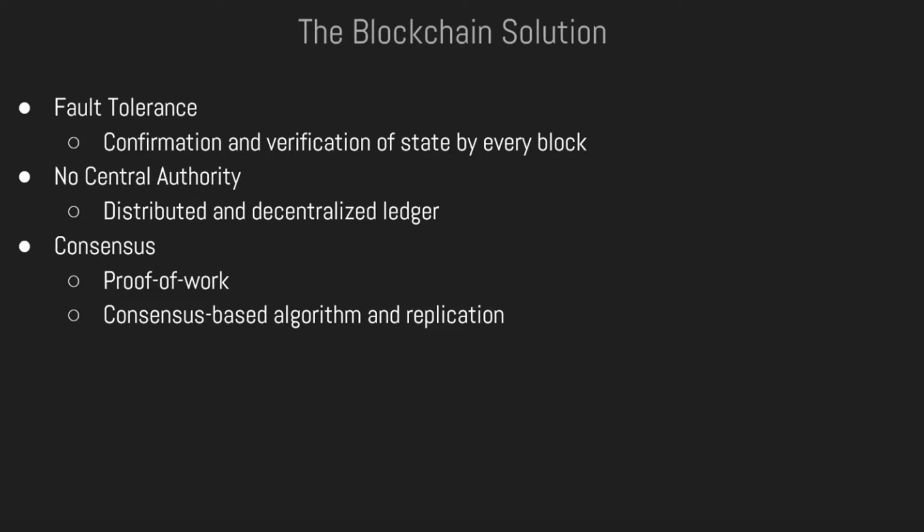So we propose the blockchain solution. With fault tolerance, blockchain technology is fault tolerant due to confirmation and verification of state by every block within the blockchain. The blockchain can operate completely decentralized and does not require trust in a single authority. Distributed systems use algorithms, such as proof of work, to come to a consensus on the state of the data in the blockchain, and this renders them highly resilient to malicious attacks, even when a significant portion of the participants are malicious. Next slide, please.